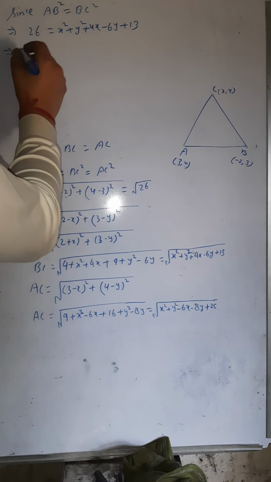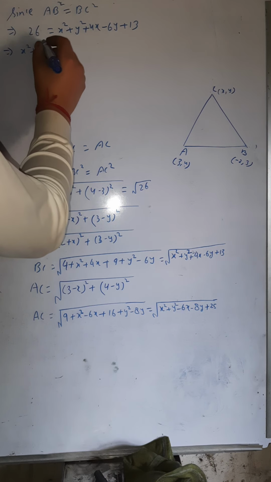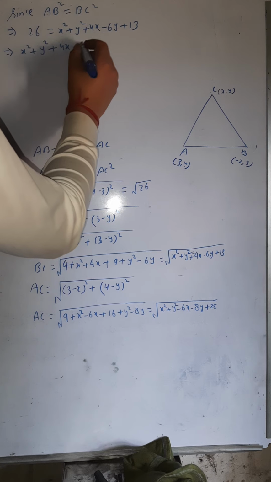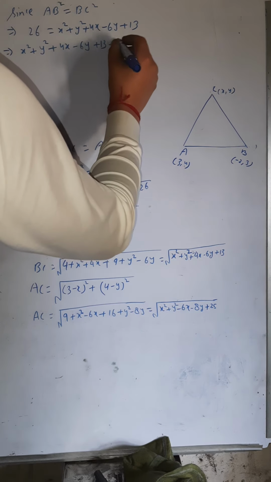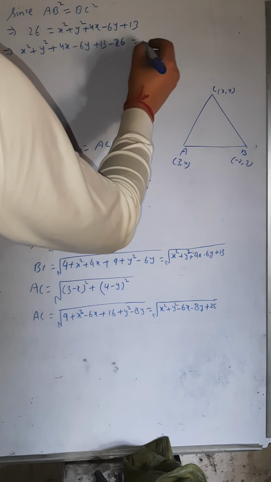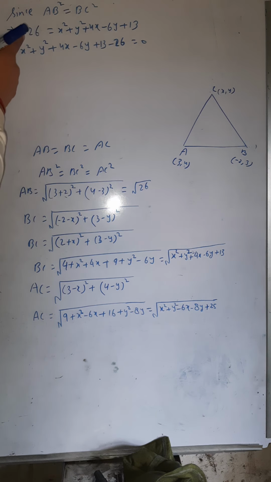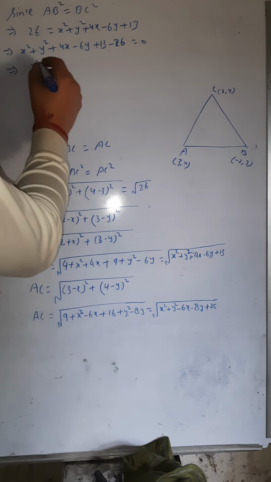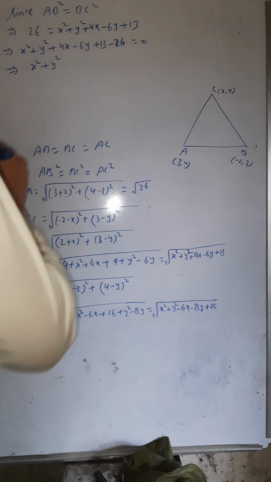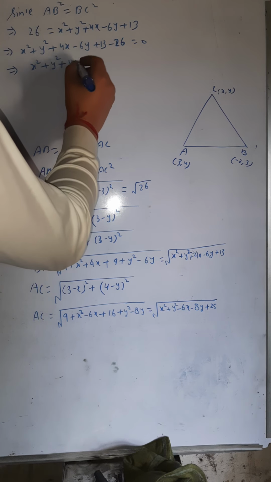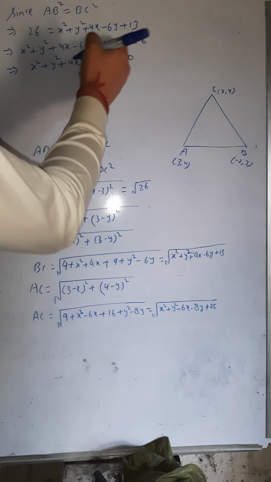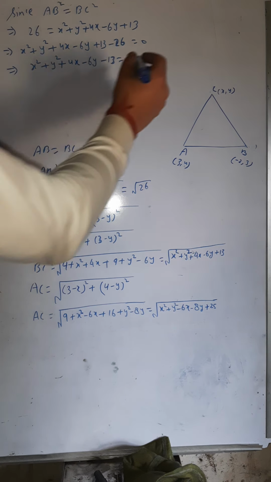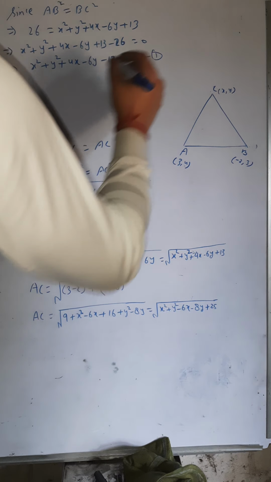So it will become x square plus y square plus 4x minus 6y plus 13 minus 26 will be equal to 0, because this has gone there. So here what is there now? 0. Okay. So I can write it as x square plus y square plus 4x minus 6y minus 13 equals to 0. 13 minus 26 is minus 13. So let's say this is equation number 1.